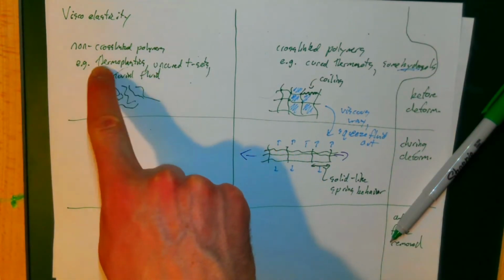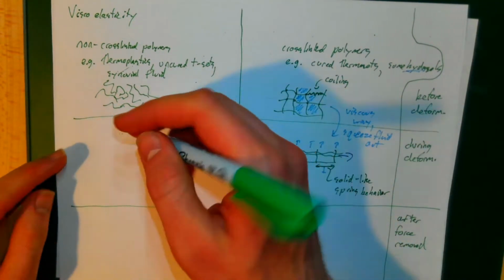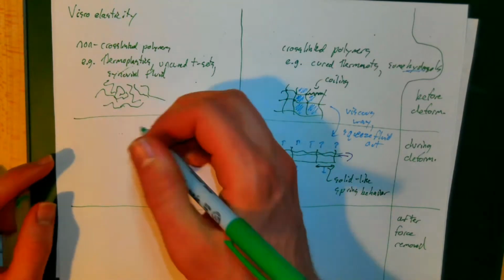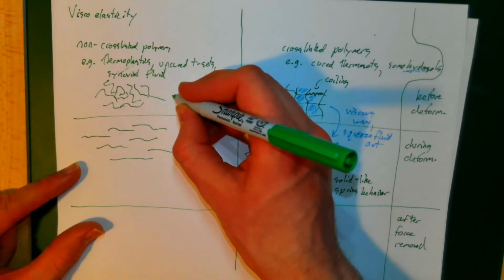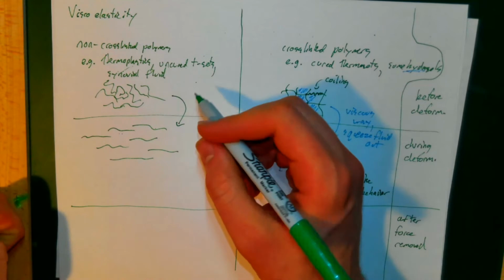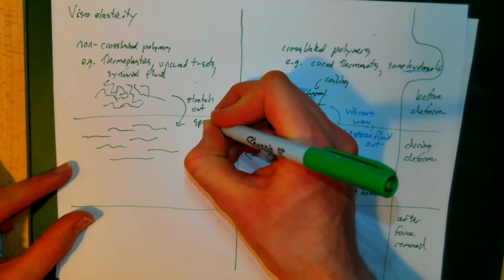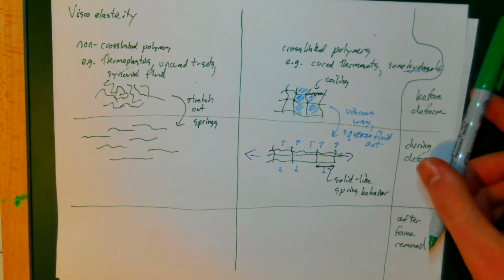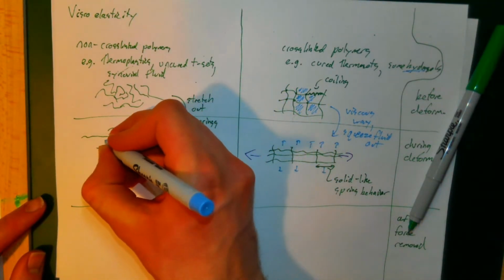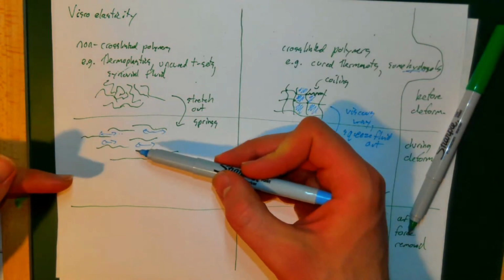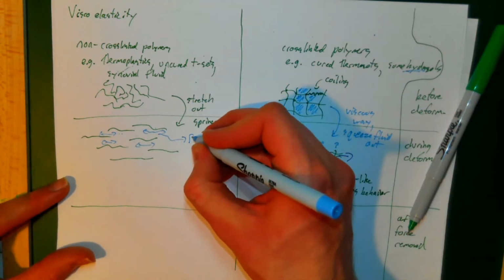We contrast this to these things over here, where initially you start deforming them, you basically take all of these polymer coils and stretch them out. So to go from this step to this step, it's almost solid-like behavior, where you're stretching out the springs. And then once you've stretched out the springs, they can essentially flow past one another, much in the same way that particles of fluid in water flow past one another. So then after, it's fluid-like flow.